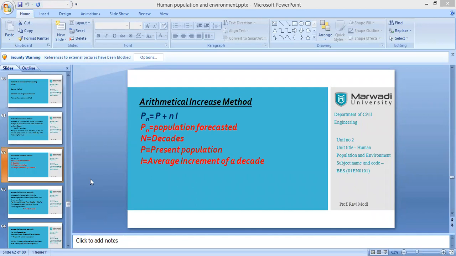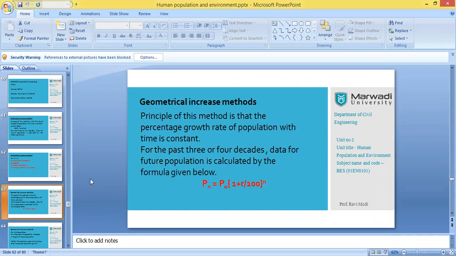Okay. So next is the geometrical increase method. The principle of this method is that the percentage growth rate of population with time is constant. So for the past 3 or 4 decades, the data of the future population is calculated by, you can just see over here, the formula is slightly similar. But instead of the average increment, here the growth rate R is being used. So Pn is equal to P naught into the bracket 1 plus R upon 100 raised to N.